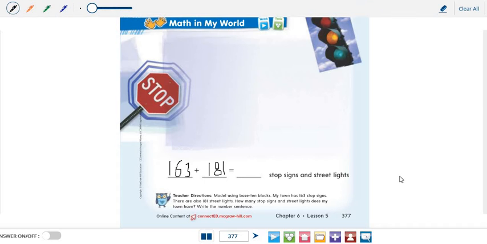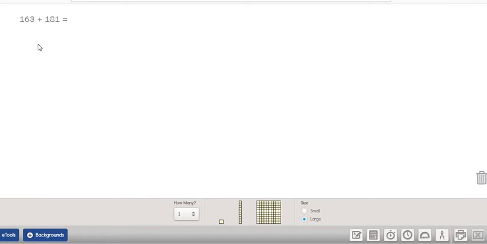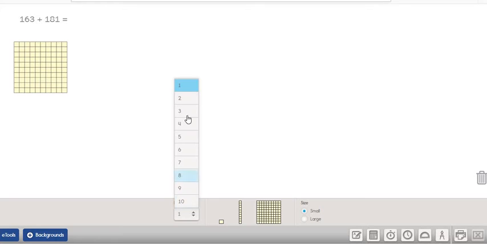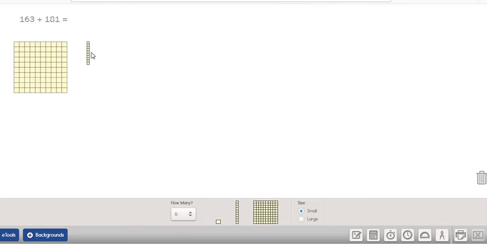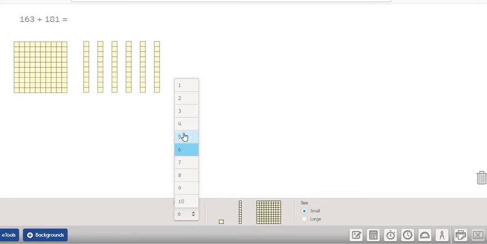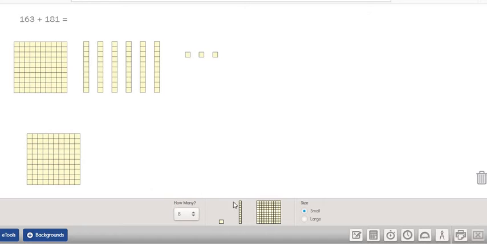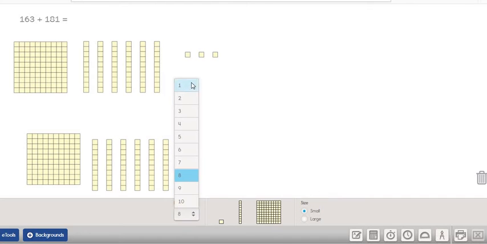Let's model this problem using base ten blocks. The first number is 163. To model this number, we need 1 hundred block, and 6 tens, here they are, and 3 ones, here they are. Let's see the second number. The second number is 181. So we need 1 hundred, 8 tens, and 1 one.